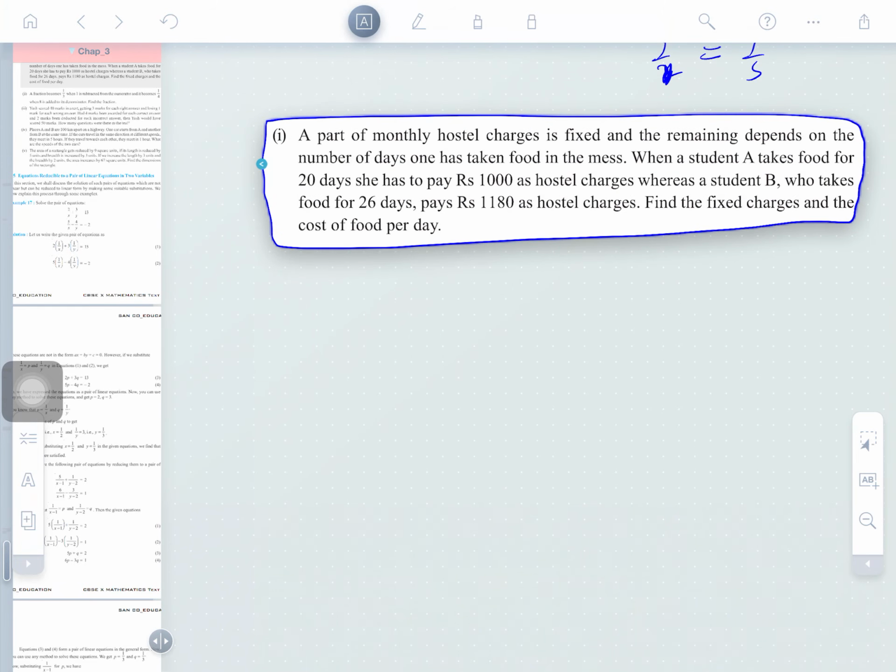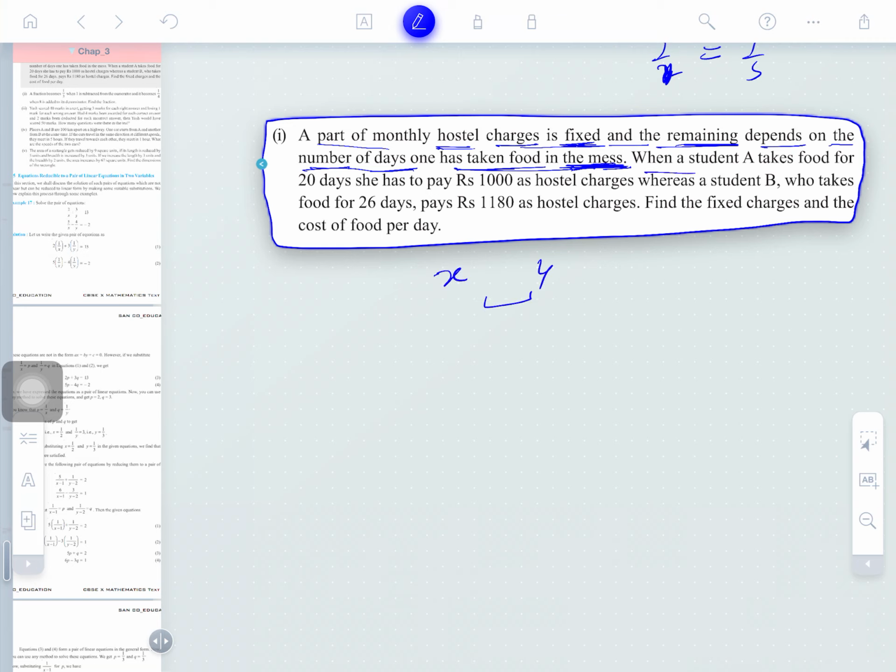Please look. A part of monthly hostel charge is fixed, and the remaining depends on the number of days one has taken food in the mess. It means the charge of hostel including food; the remaining depends on the number of days one has taken food in the mess. Means a part of monthly hostel charge is fixed. Means there are total charges: actually hostel charge and mess charge also. Clear? Two things are mess charge and hostel charge. However, both are unknown here.